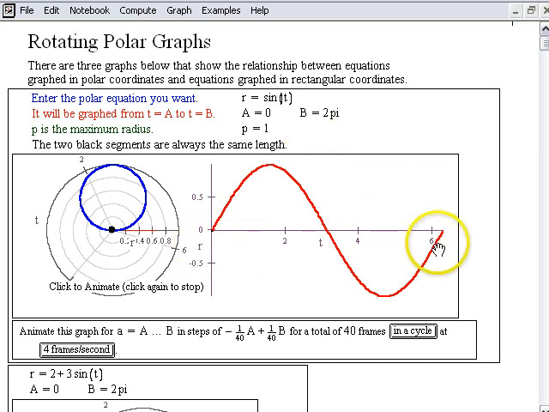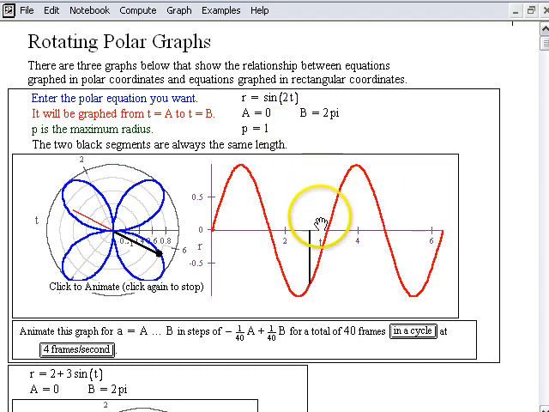So from 0 to 2 pi, I ought to see two cycles. It ought to go up, down, up, down, up. Right? Two cycles I should see there. Okay. Now, I think that's what I saw. Now, what happened to the polar graph here? Well, think about what this is telling us here.